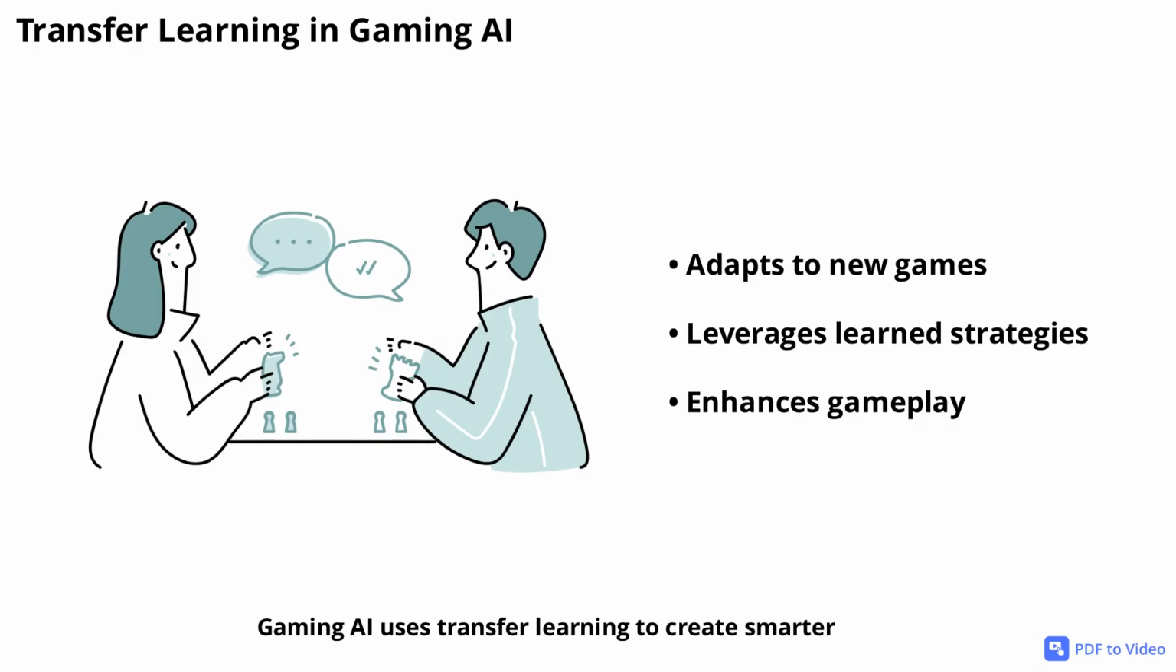Gaming AI uses transfer learning to create smarter, more adaptable agents. Models trained on one game can be fine-tuned to play new games, leveraging their understanding of game mechanics and strategies. This leads to more challenging and engaging gameplay experiences.